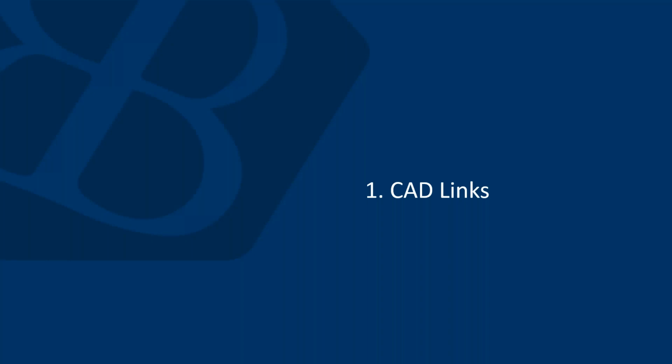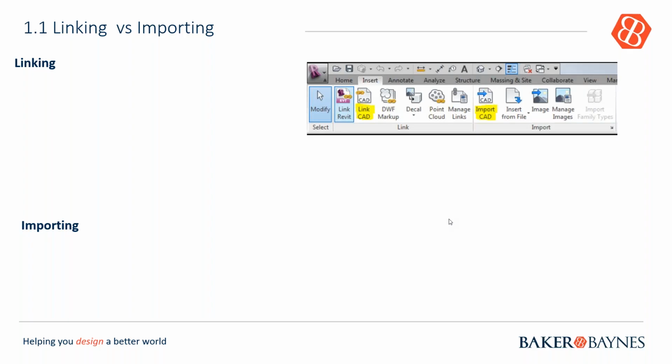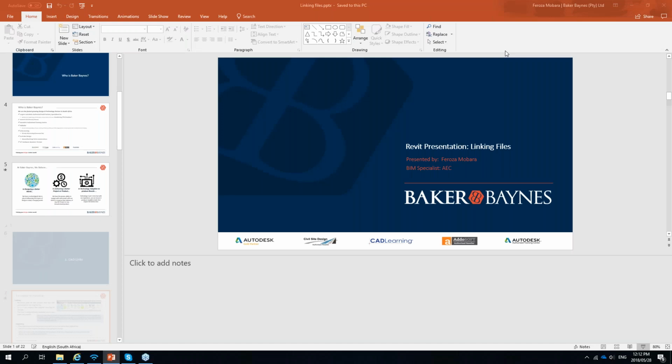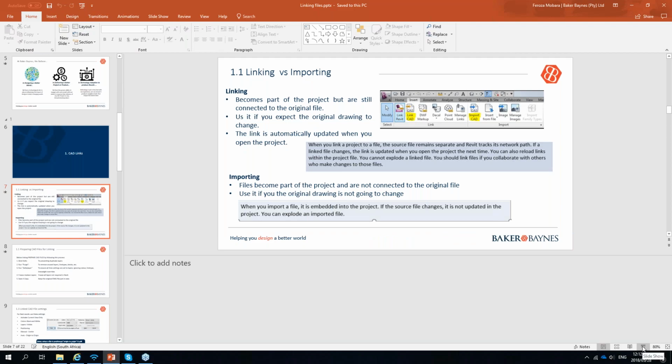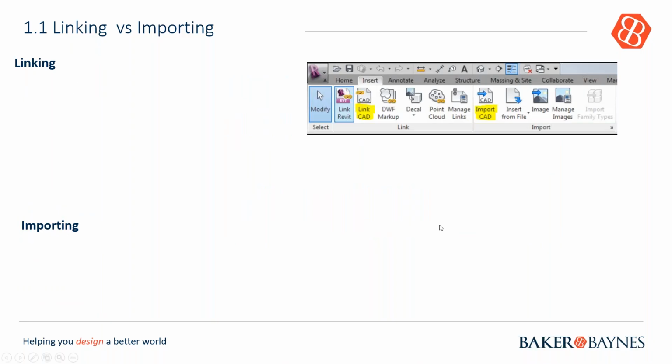I'm going to jump straight into the actual webinar, and we're going to start off with CAD links. Okay, so when we look at CAD links, we're looking at linking versus importing. Now, the way I'm going to do this webinar is I've got a presentation, and I've also got my Revit open at the side. So let me just start up my Revit also. And then I'm going to do a live demo just to show you how these settings work in Revit.